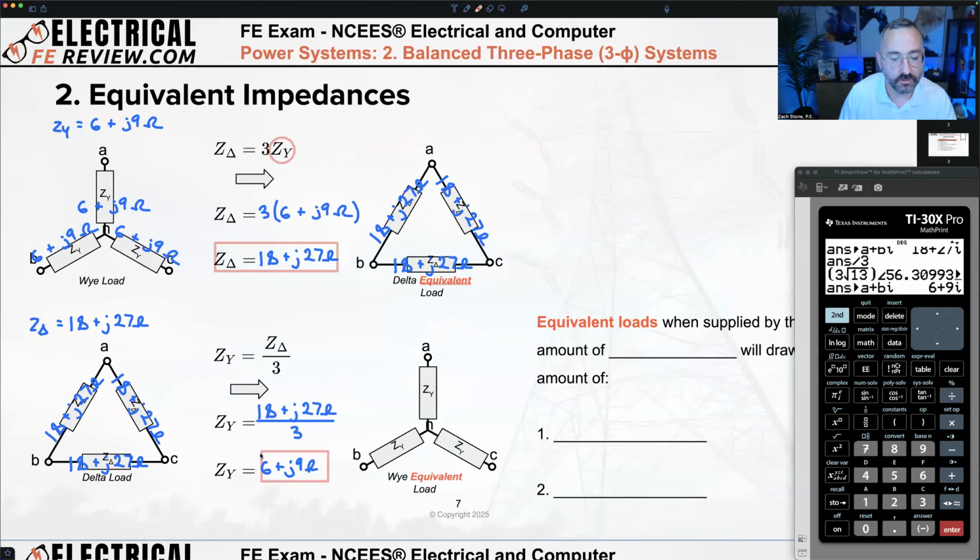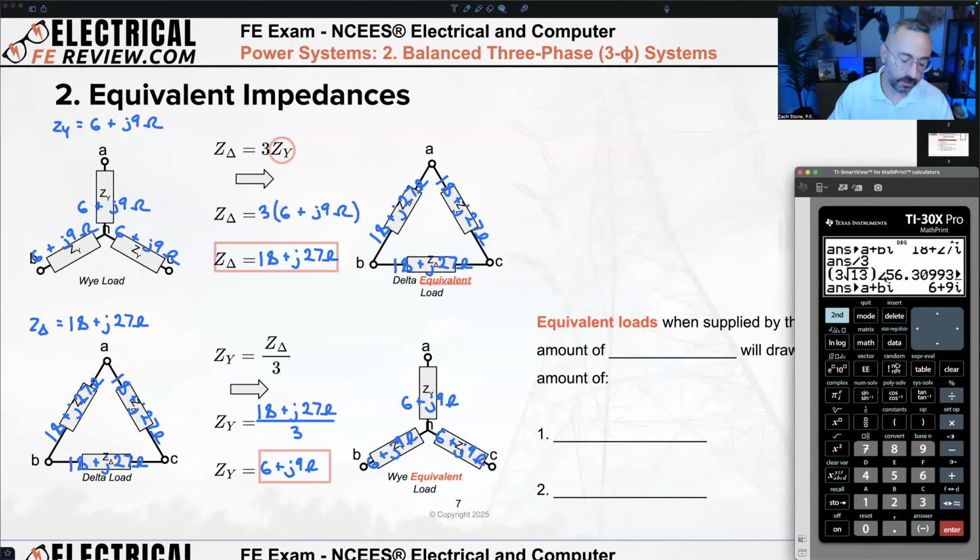Everybody with me so far? So when we convert the delta load to its Y equivalent load, we have 6 plus j9 ohms from A to neutral, 6 plus j9 ohms from B to neutral, and 6 plus j9 ohms from C to neutral.